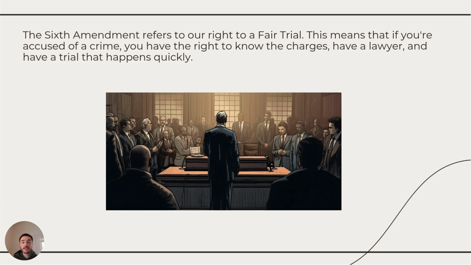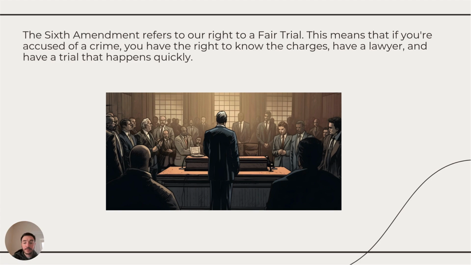Sixth Amendment refers to your right to a fair trial. So if you are accused of a crime, you have the right to know the charges, what you're being accused of. You can have a lawyer, and the trial needs to happen fairly quickly, right? So we talked about with the Fifth Amendment, innocent until proven guilty, your right to due process. The Sixth Amendment talks about what the process looks like. It has to be a fair trial.